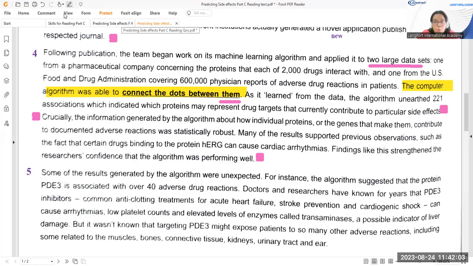So we need to figure out, why did the researchers believe that their algorithm was effective? The algorithm found that individual proteins and genes of those proteins resulted in adverse reactions, and statistically it was a strong fact, because many of the results of this study supported previous observations, such as cardiac arrhythmias can be caused if certain drugs bind with HERG protein. Such findings made the researchers stress that the algorithm was performing well.